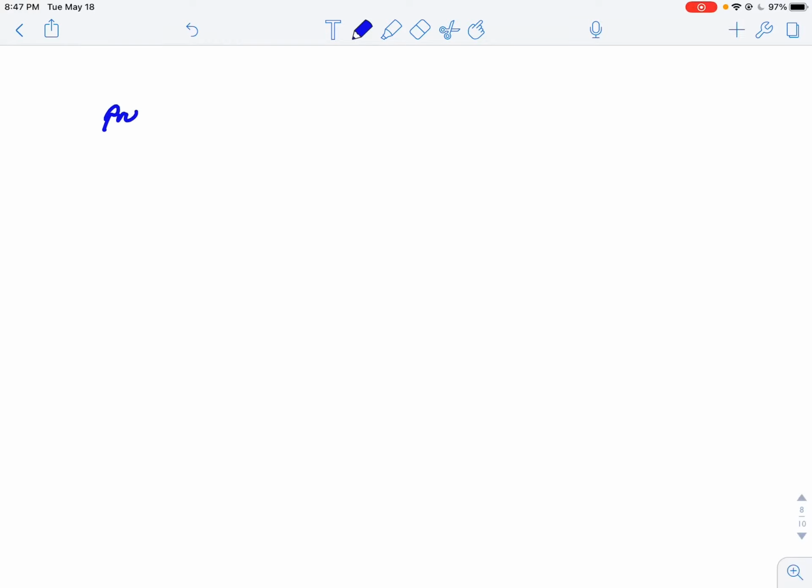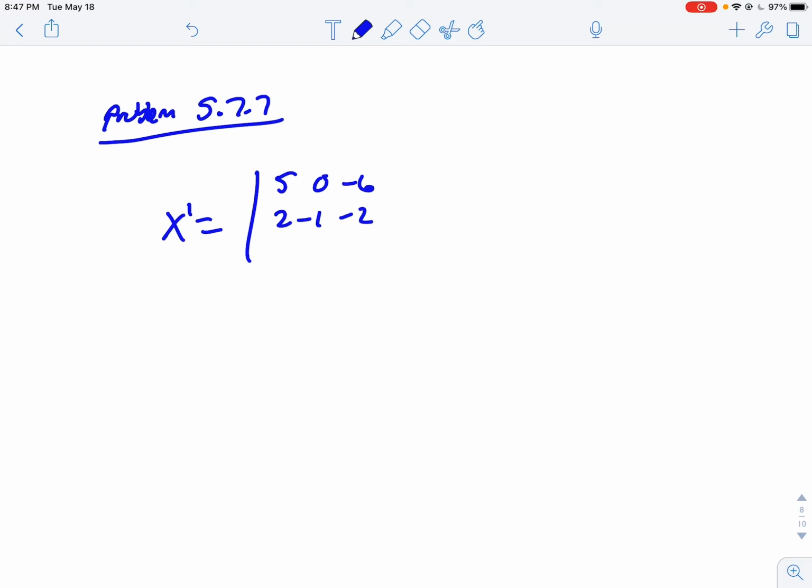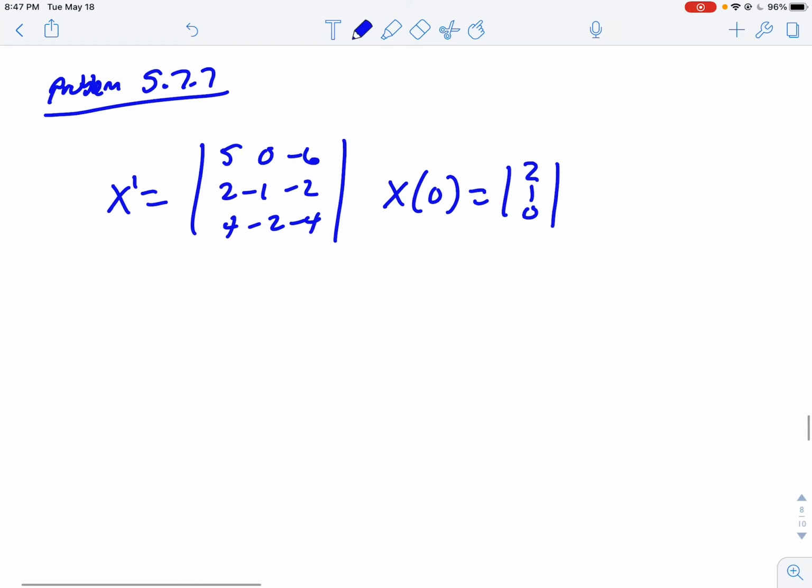All right, the first example we're going to do is problem 7 from section 5.7. It gives us the initial matrix 5, 0, minus 6, 2, minus 1, minus 2, 4, minus 2, minus 4, and the initial condition 2, 1, 0. It wants us to find the fundamental matrix and a solution that satisfies our initial condition.